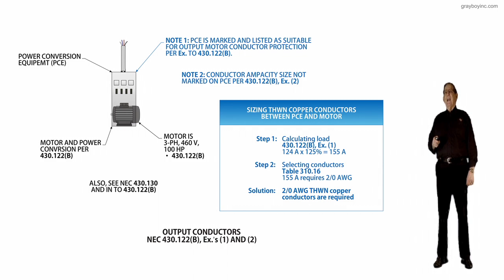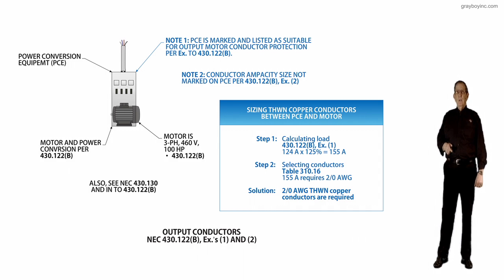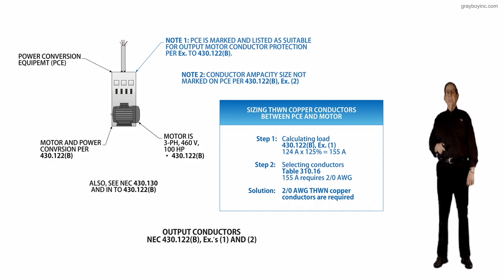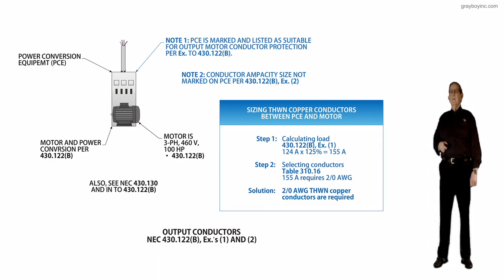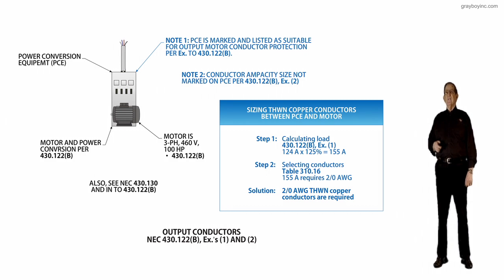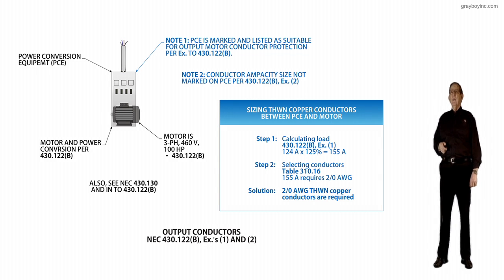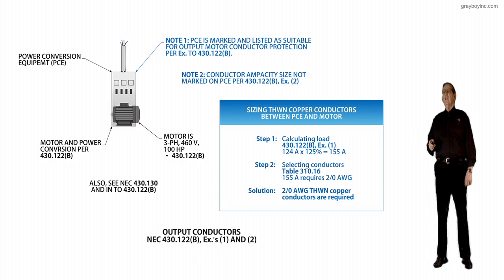PCE is marked and listed as suitable for output motor conductor protection per the exception to 430.122B. Note 2, conductor ampacity size not marked on PCE per 430.122B would fall under the exception 2 there that we would look at. That'd be item 2. Now, looking at sizing the conductors in the calculation boxed information, the title heading is sizing THWN copper conductors between PCE and motor.